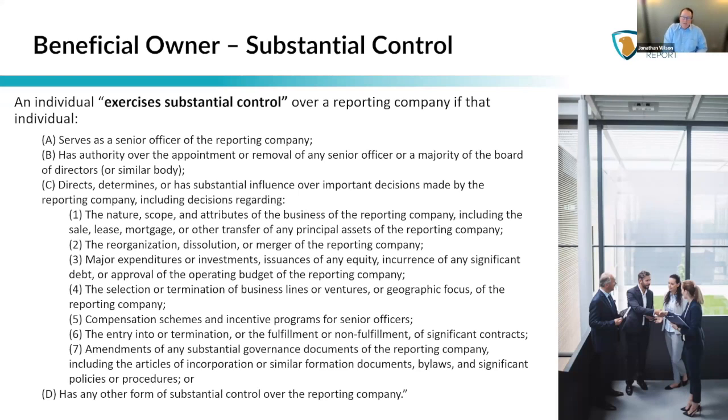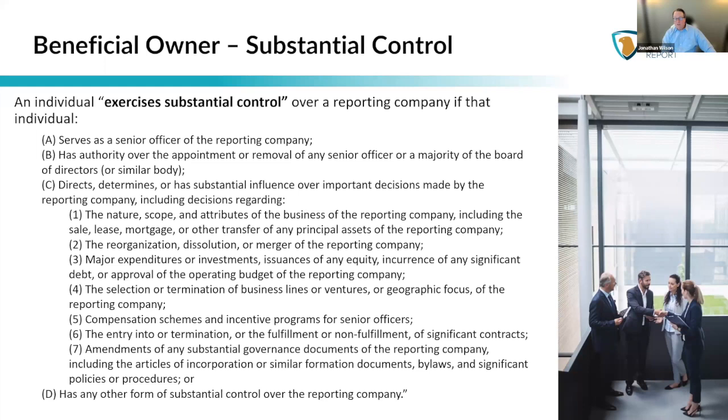The FinCEN regulations tell us that an individual exercises substantial control if they trip any one of the 4 prongs of this test. They are: 1, if they serve as a senior officer of a reporting company. Senior officer is a defined term in the regulation. Senior officer is defined as any CEO, president, COO, chief financial officer, general counsel, or other person serving a similar role regardless of their title. So it's not the title that matters, it's the function. If the person functions like a senior officer, then they are one, then they are a beneficial owner.